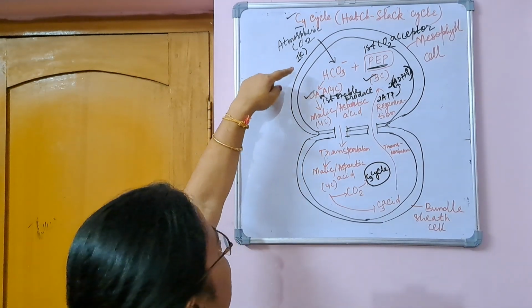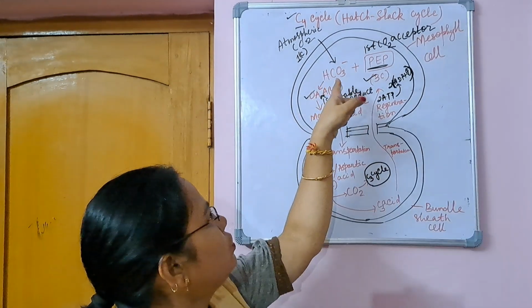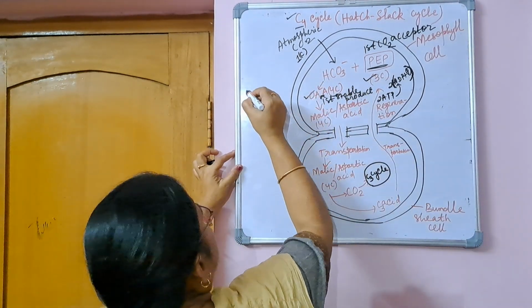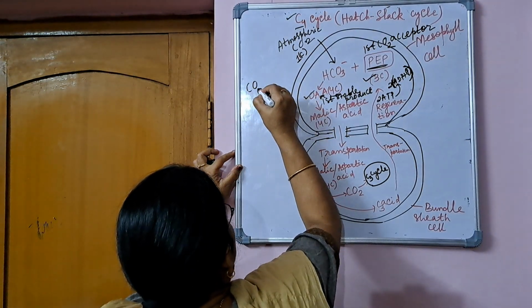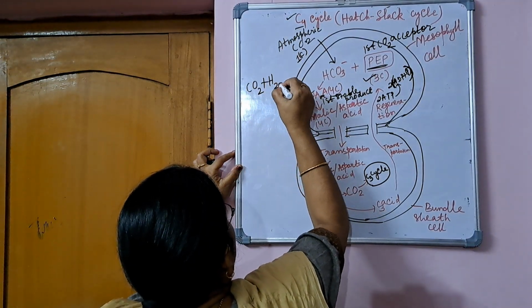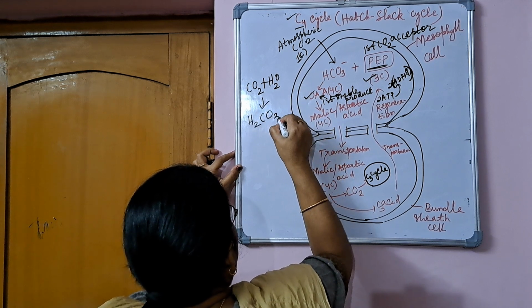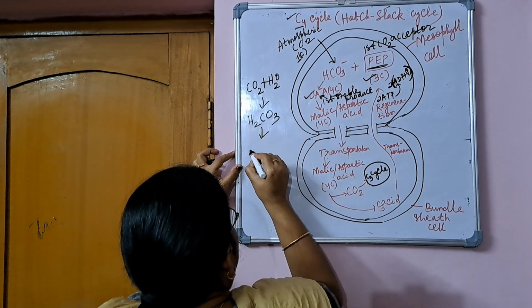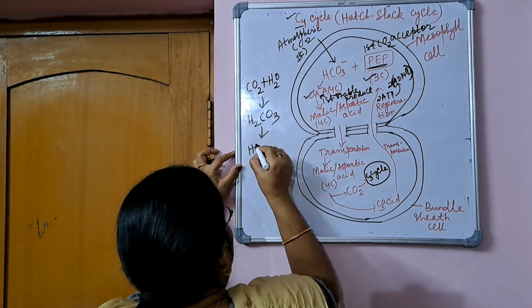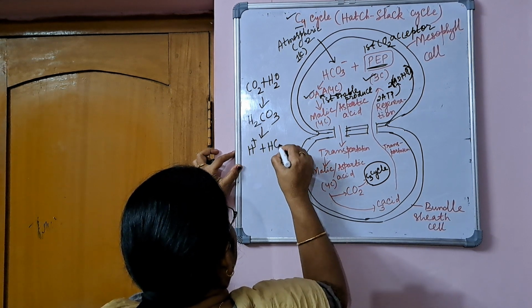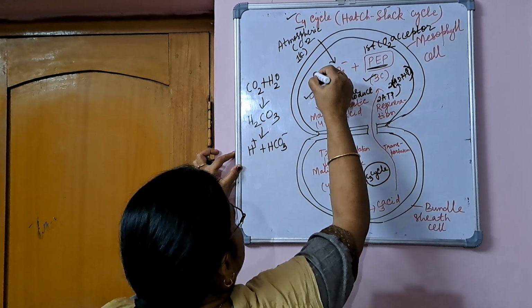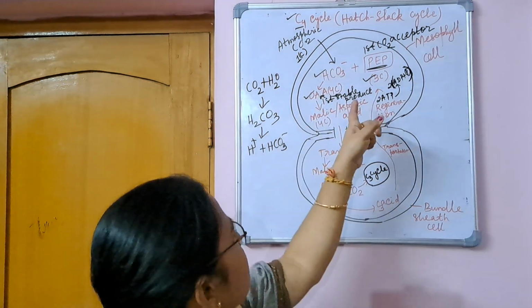Now here you see why it is written HCO3 minus. Now you see this atmospheric CO2 plus H2O is forming H2CO3, and when it undergoes breaking, it forms H plus and HCO3 minus, and this is written here as HCO3 minus.